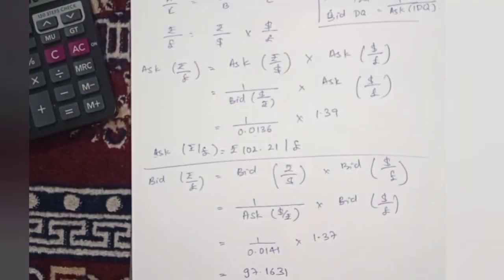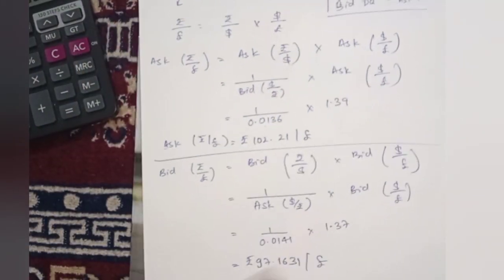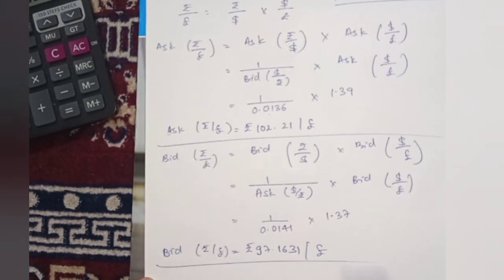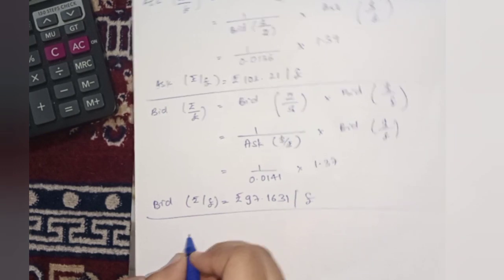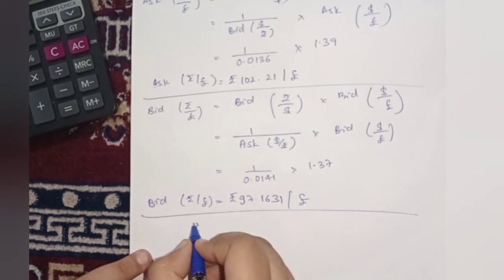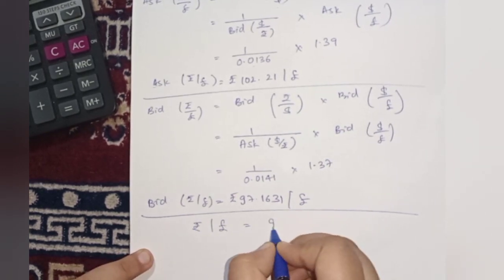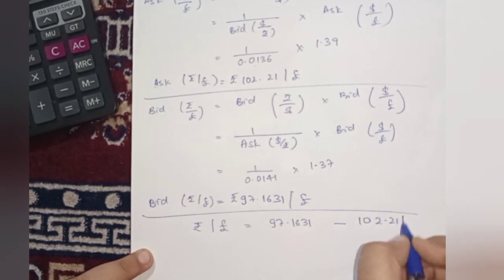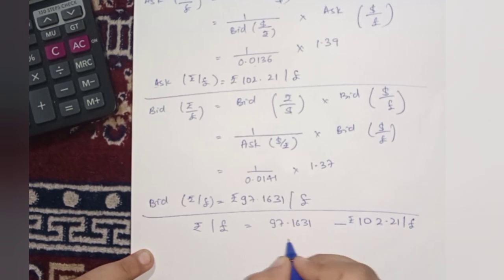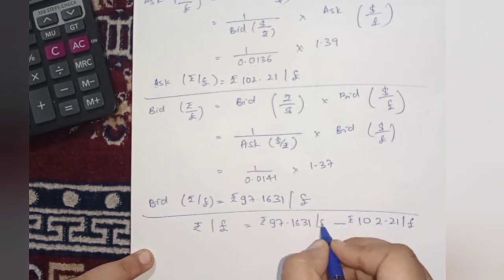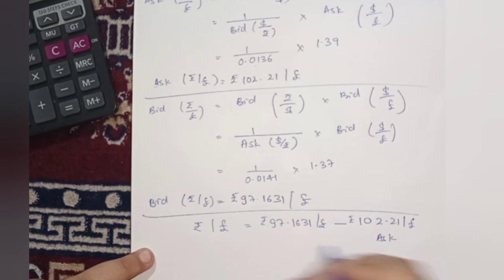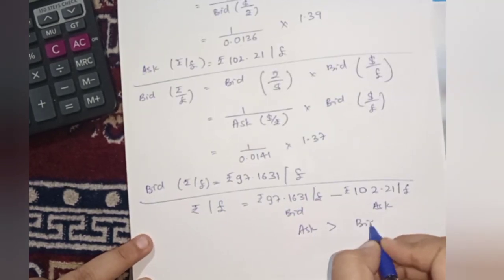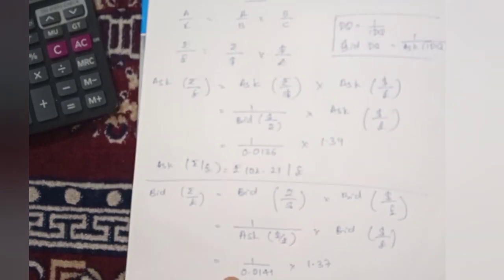$97.1631. This is the rupee per pound bid rate. So the final exchange rate by all this cross currency will be rupee per pound as 97.1631 / 102.21. This is the ask rate and this is the bid rate, and the ask rate is greater than the bid rate. So this is the example of an indirect quote.